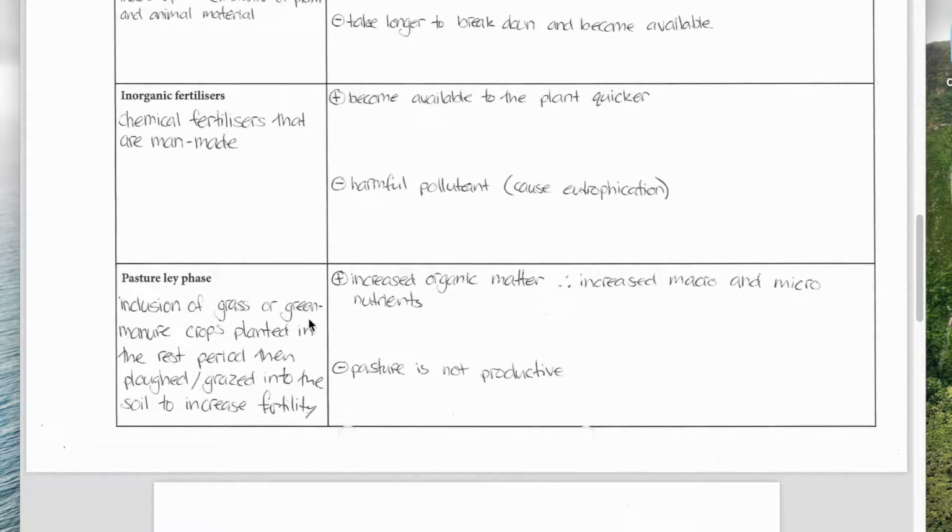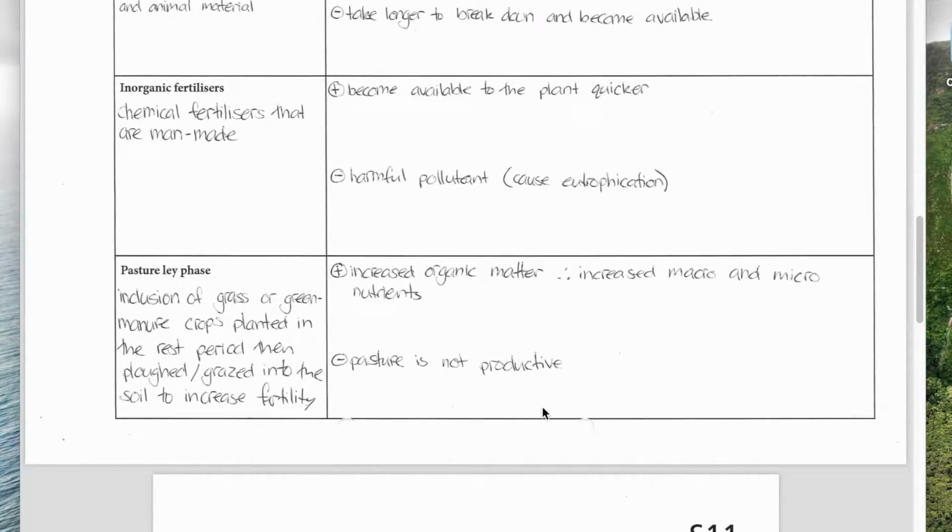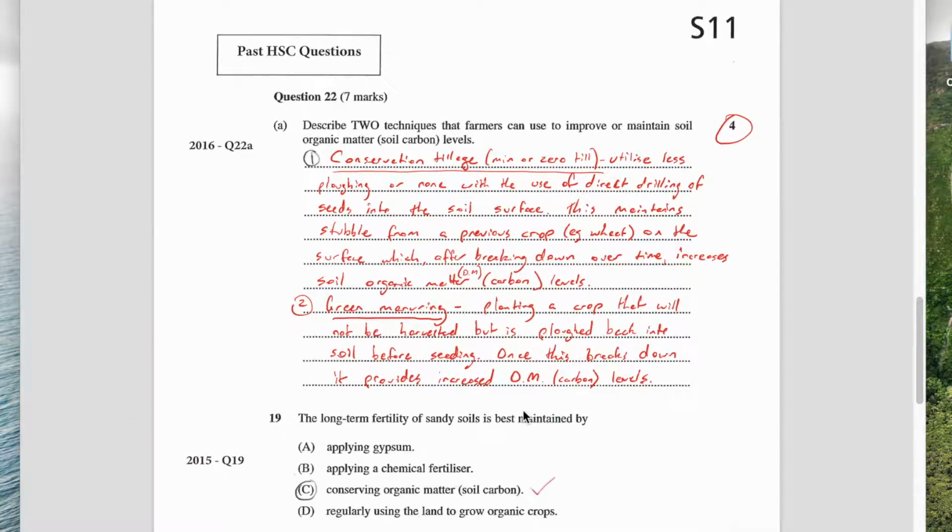The last one here, pasture lay phase. So this is basically having a crop rotation, but particularly you're having grass or green manure crop planted in the rest period, then ploughed and grazed into soil to increase fertility. So what you're trying to do in the pasture lay phase, lay just meaning kind of off period, is plant something to increase the nutrients within your crop rotation. So you're increasing the organic matter and increasing macro and micronutrients, but during that time the pasture is not productive.